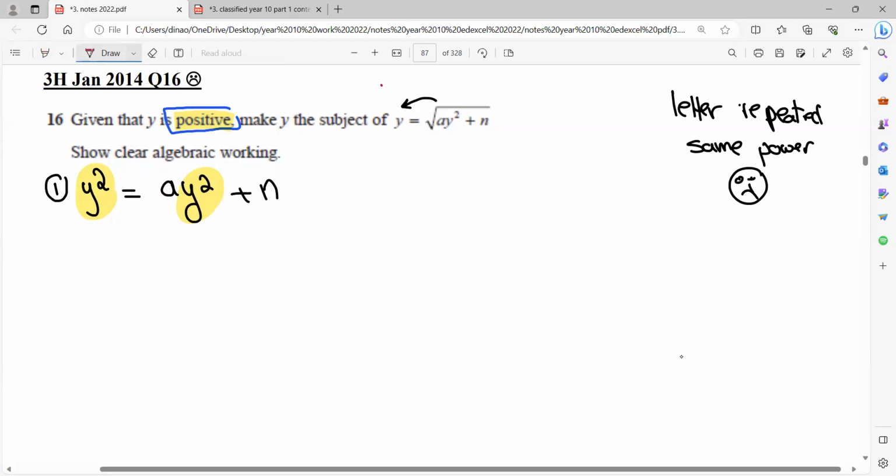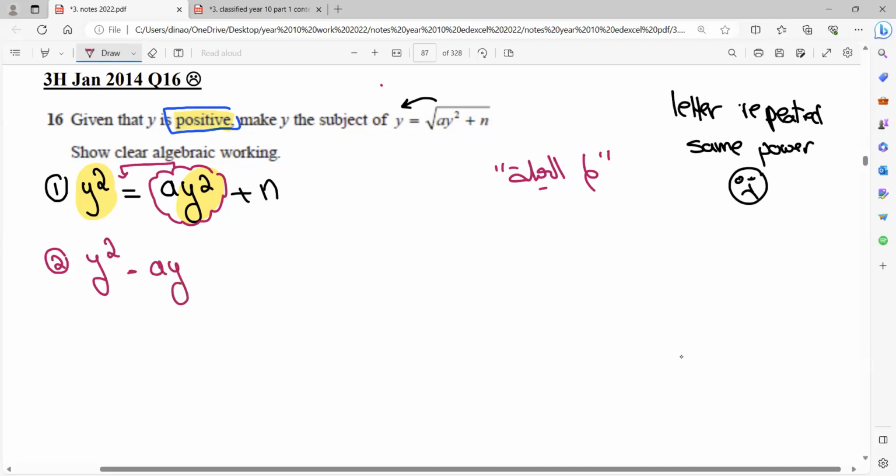فك bracket لم العيلة خدها common. I don't have any brackets to expand. So here I will move on to the لم العيلة على طول. I must collect all the terms that contain the letter y on one side. So I will move this term as a whole. So I will end up with y squared minus ay squared equals to n.